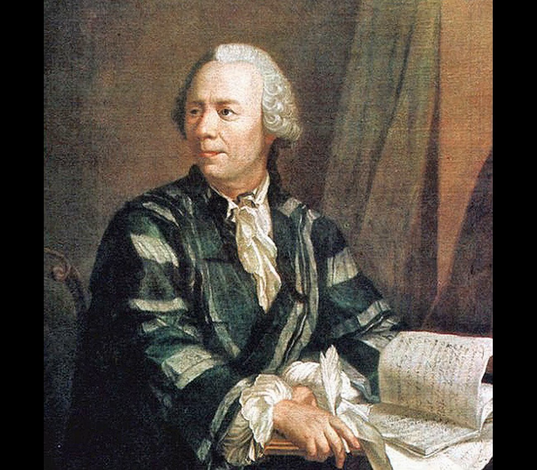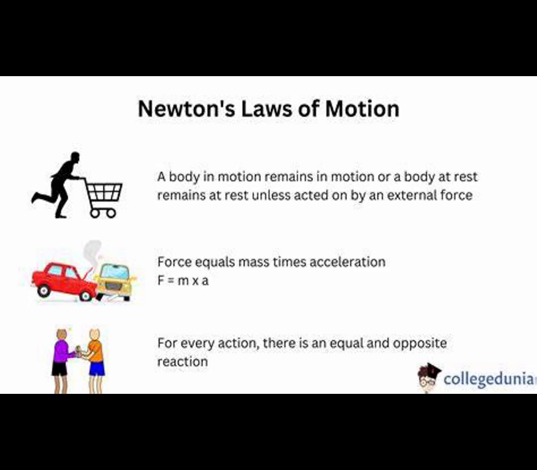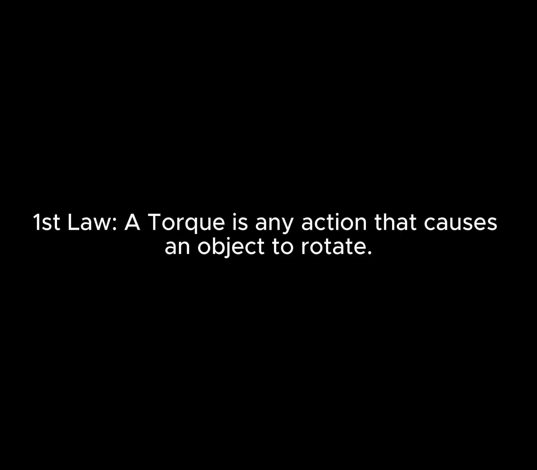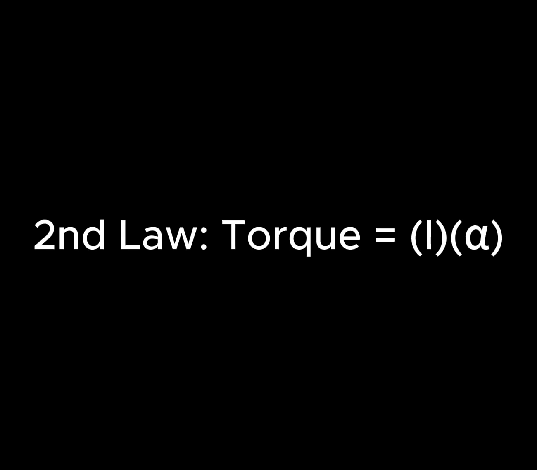A Swiss mathematician, Leonhard Euler, came along and defined two additional laws of motion that are analogous to Newton's laws to define torque. Euler's first law said that torque is any action that causes objects to rotate. His second law defined an equation to calculate torque, and that equation is torque is equal to I times alpha. And this looks pretty similar to Newton's force equation, which states that F is equal to m times a.